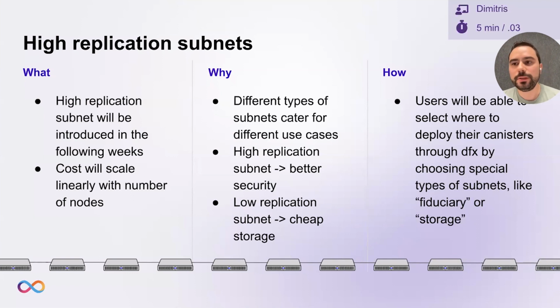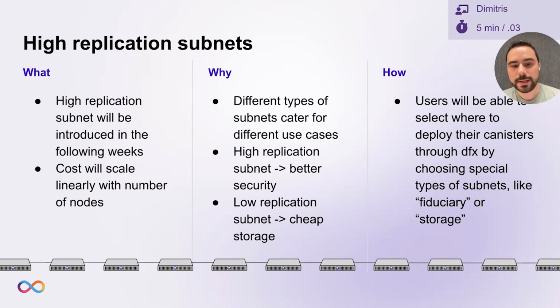But why are we doing this, and why do we want to have this kind of heterogeneous subnets with different sizes? Well, different sizes will cater for different use cases. So, for example, a high replication subnet will provide you more security, whereas a low replication subnet could be ideal for cheap storage and lots of that.